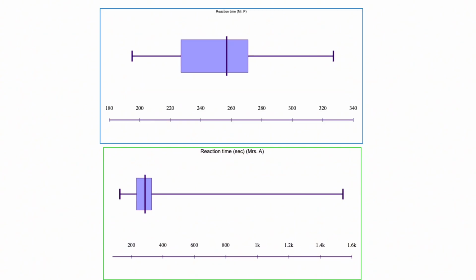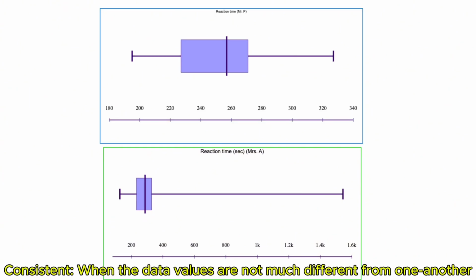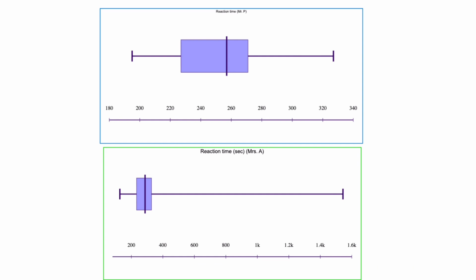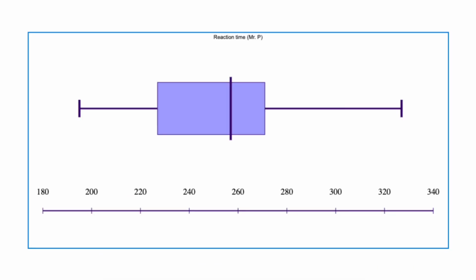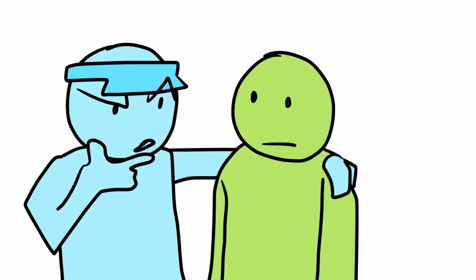This shows us that Mr. P's class was far more consistent than Mrs. A's class. In conclusion, Mr. P's class had a tighter spread of data, a lower minimum score, and a lower maximum score, showing that in general, Mr. P's class had a faster reaction speed than Mrs. A's class. But which measure should we use when looking at the two groups?